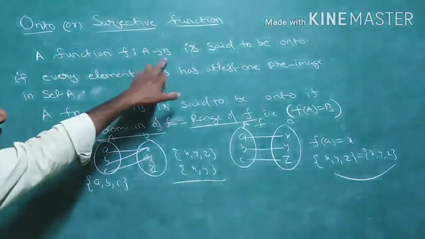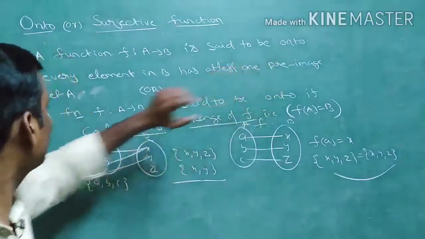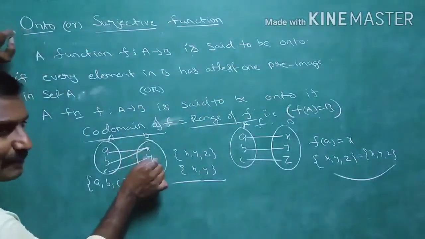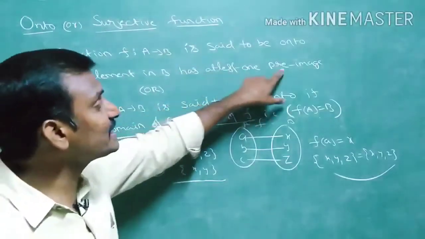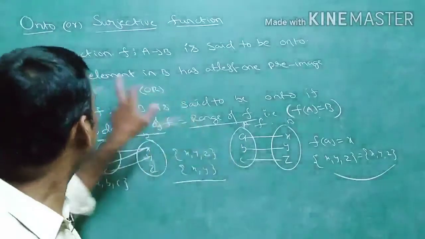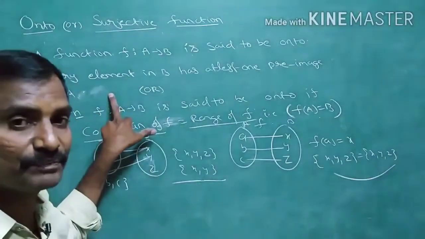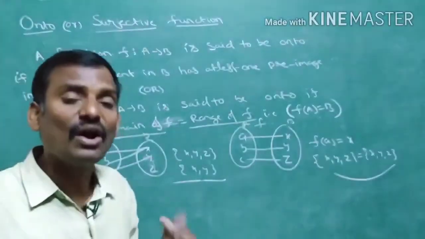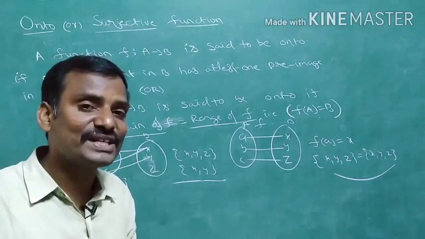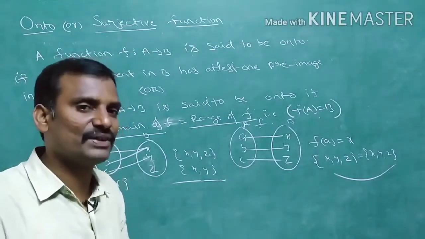A function f from A to B is said to be onto if every element in set B has at least one pre-image in set A, that is onto function. Otherwise, it is not onto function. If f is not onto, that function is called into function.